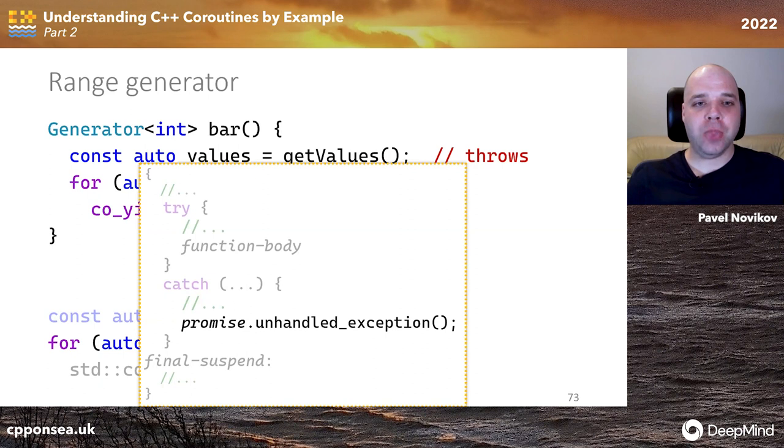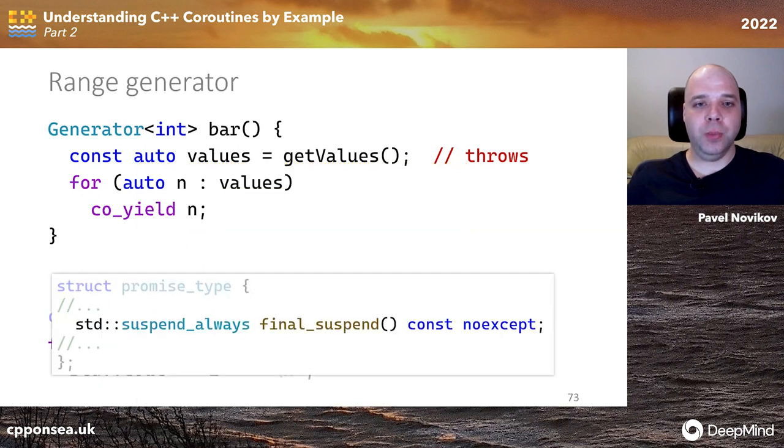It destroys all the created objects according to the usual rules that you can expect. So basically in the reverse order of the construction. So it clears the state, all the data, all the variables. It calls unhandled_exception in the catch clause here, in which case we again get to final suspend.